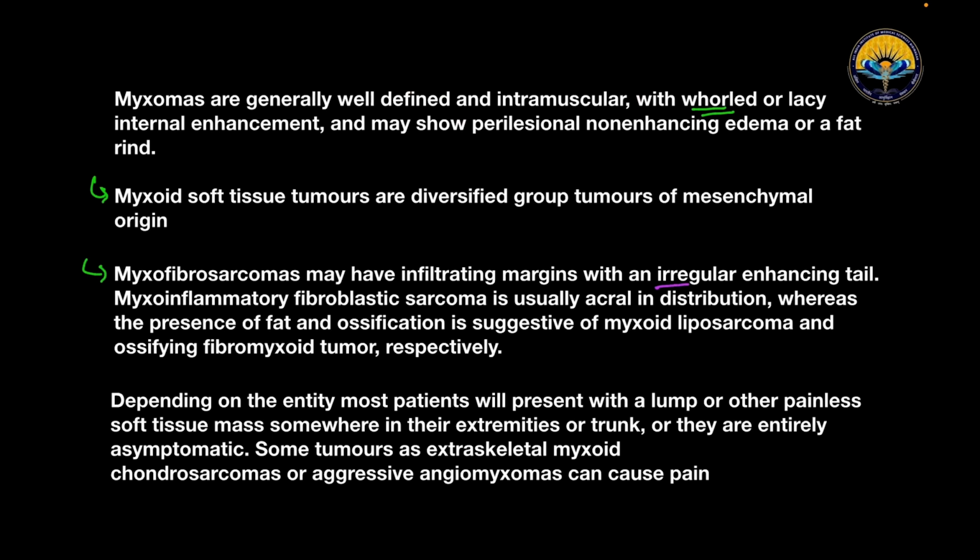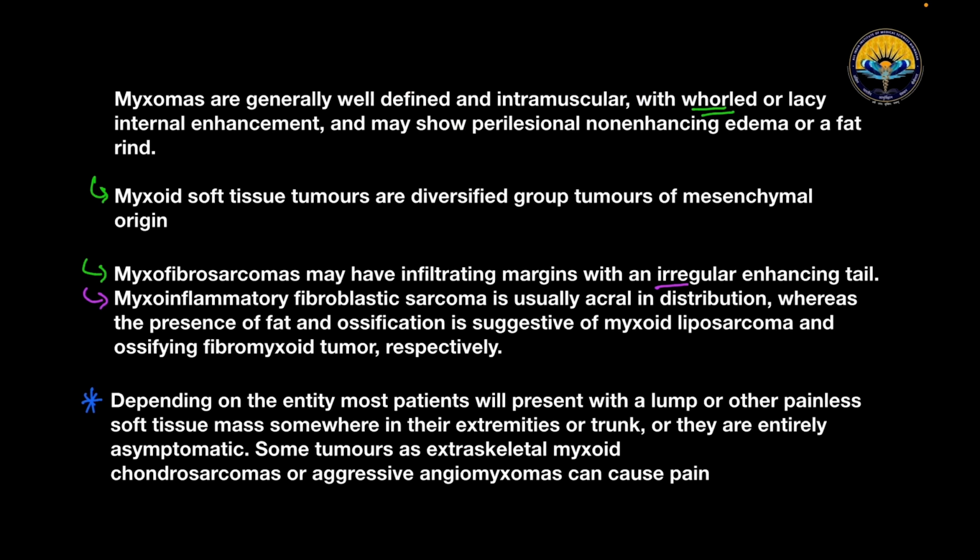Myxofibrosarcoma may have infiltrating margins with an irregular enhancing tail. Myxoinflammatory fibroblastic sarcoma is usually acral in distribution, whereas the presence of fat and ossification is suggestive of myxoid liposarcoma and ossifying fibromyxoid tumor, respectively.